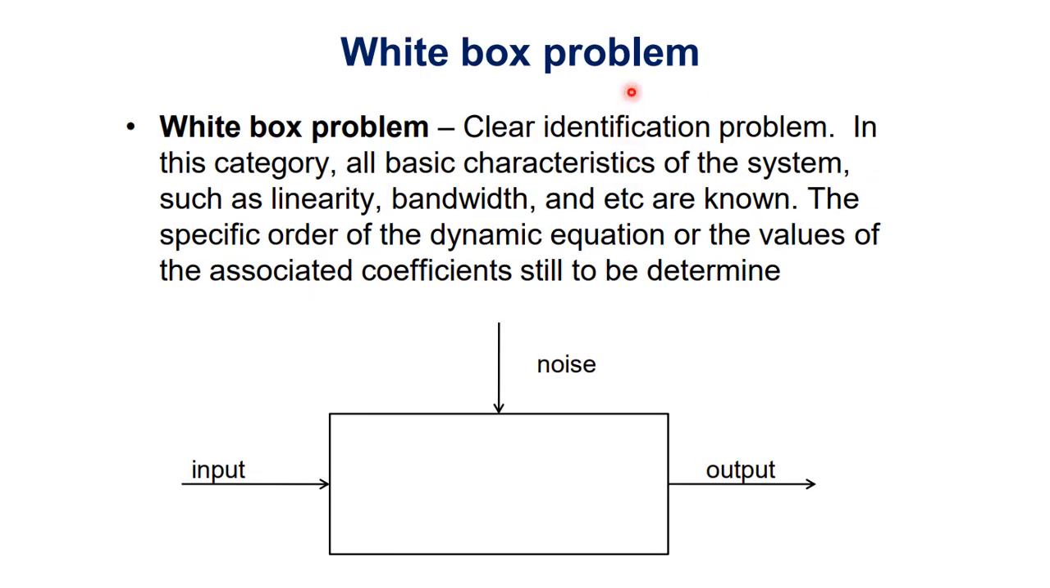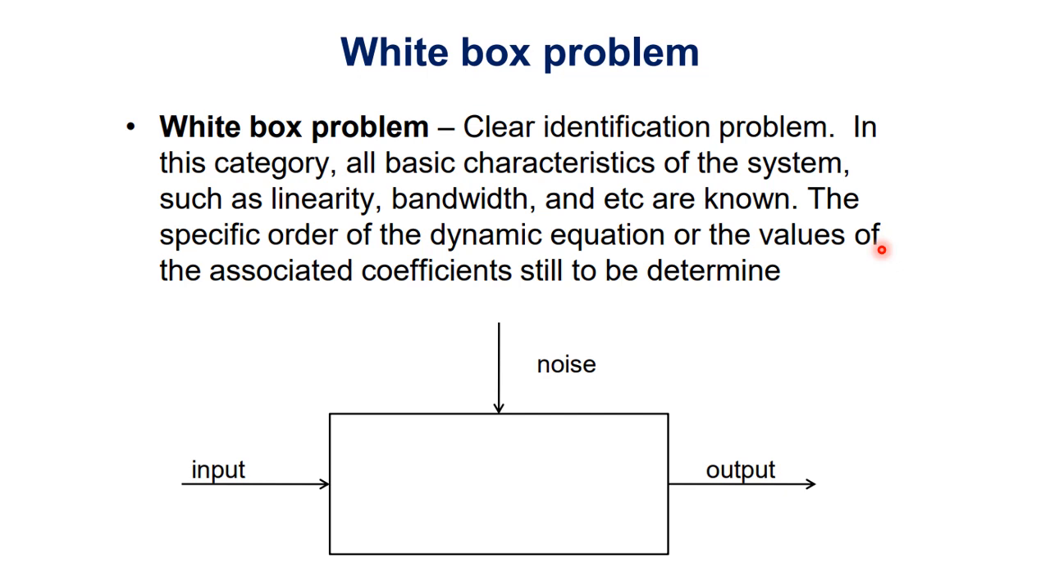And for the last one, the white box problem, we can call it a clear identification problem. In this category, all basic characteristics of the system, such as linearity, bandwidth, etc., are known, and the specific order of the dynamic equations or the values of the associated coefficients are still to be determined. So that's the white box problem.